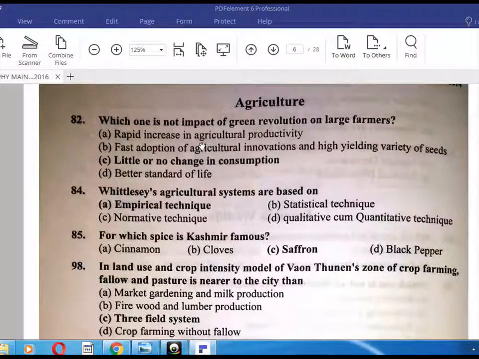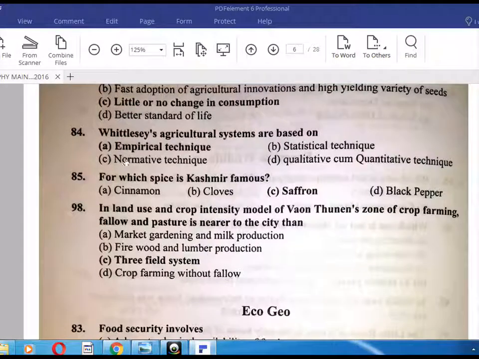Which one is not an impact of the green revolution on large farmers? Little or no change in consumption. Subsistence agriculture systems are based on empirical techniques. Okay, for which spice is Kashmir famous? Saffron. In the land use and crop intensity model, the intensive zone of cropping farming is followed by pasture, nearer to the city than the threefold system.